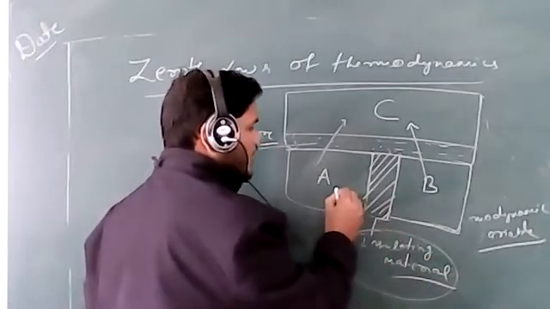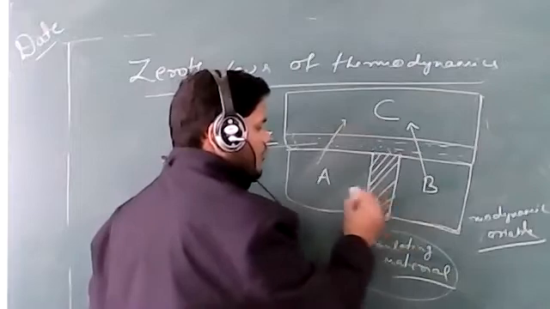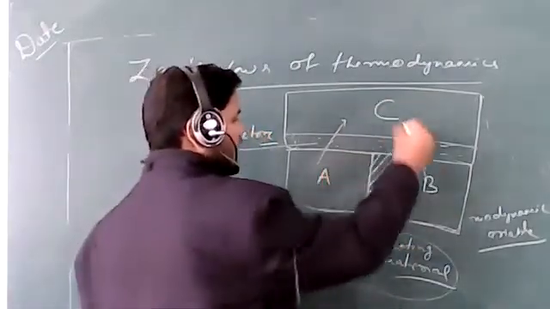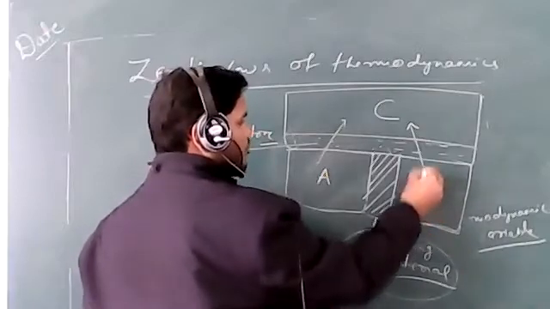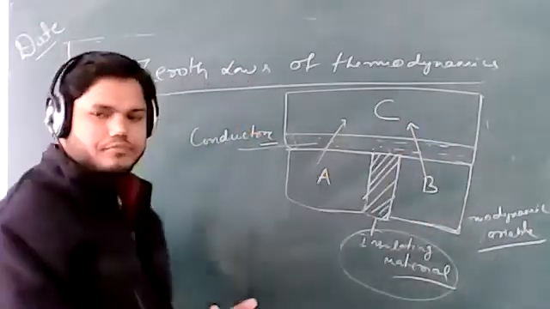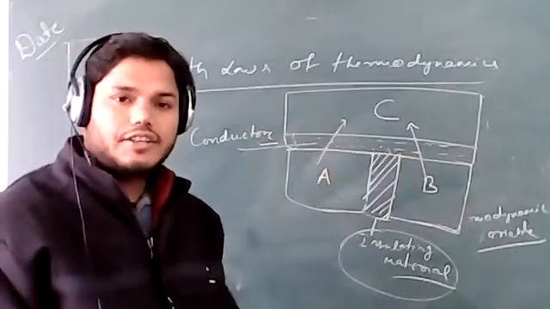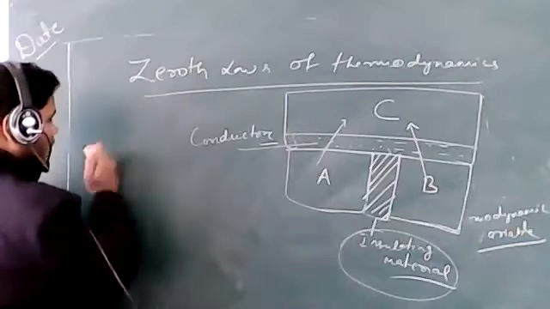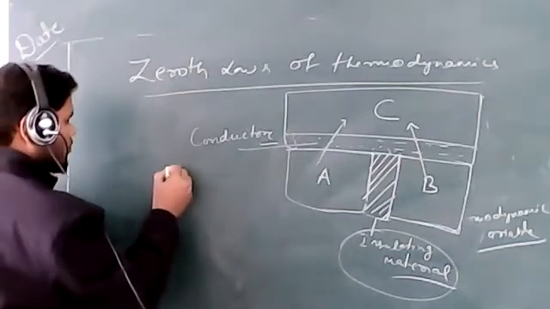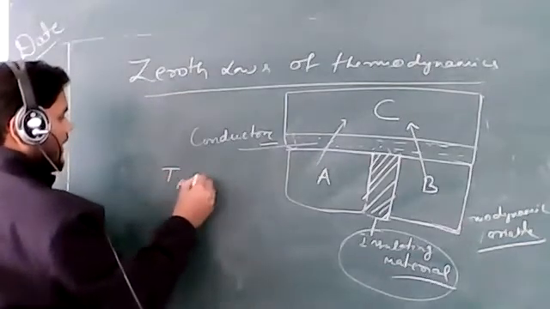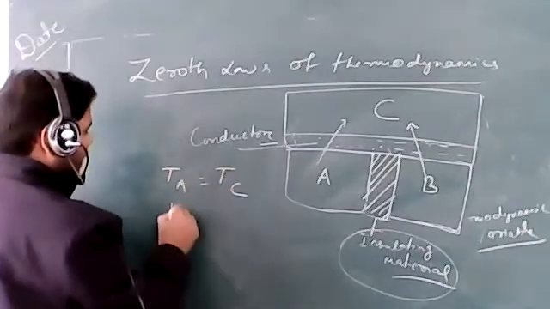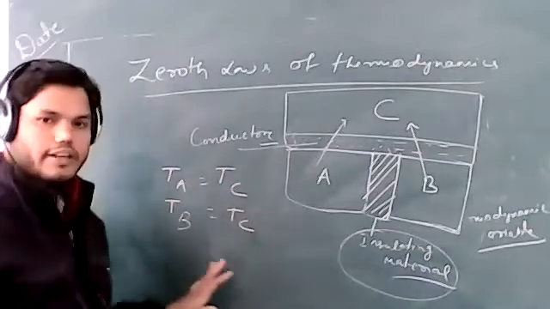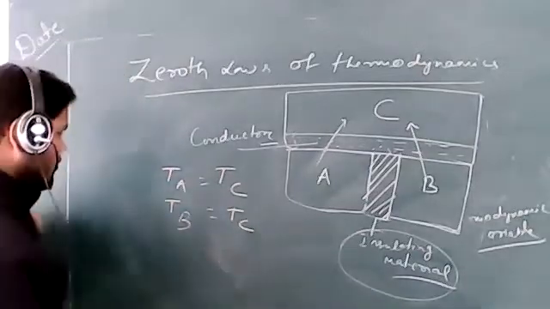Heat cannot flow from body A to body B, but heat can flow from body A to body C, and heat can also flow from body B to body C. In that condition, according to the zeroth law, we assume that the temperature of body A equals the temperature of body C, and the temperature of body B equals the temperature of body C.